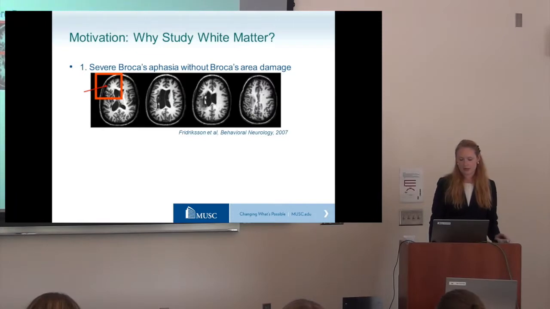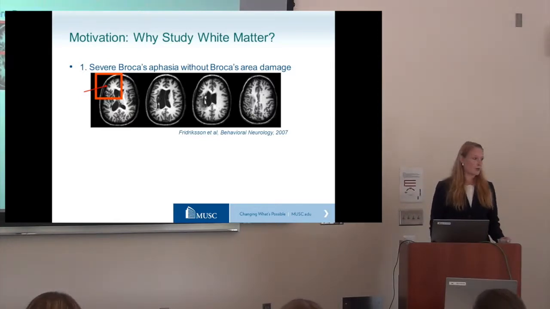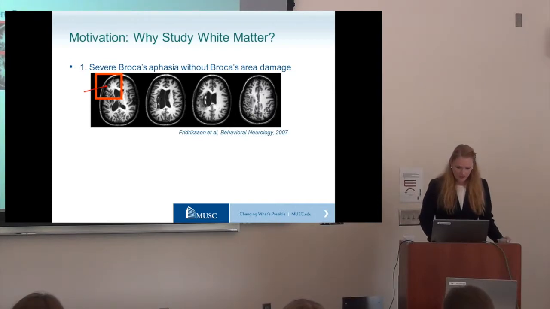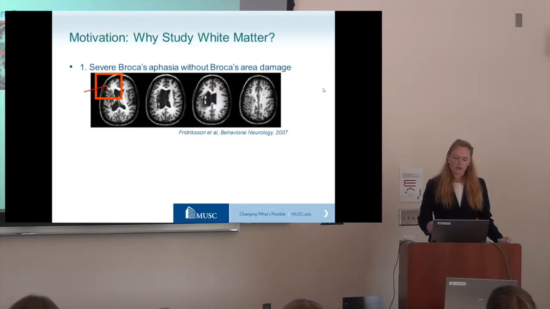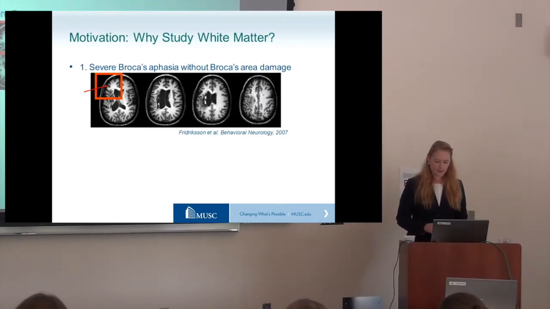So here's an example of a paper that was published by Dr. Friedrichsen in 2007, where we had a participant with severe Broca's aphasia. And if you would ask anybody to predict what their scan would look like, you would probably think that there would be damage to the inferior frontal gyrus, which here in this case is shown in this red box, which is not the case. The gray matter is largely intact, but you can see this very large lesion running all through the white matter, which is largely messing up the connection to Broca's area and might be resulting in the same symptoms.